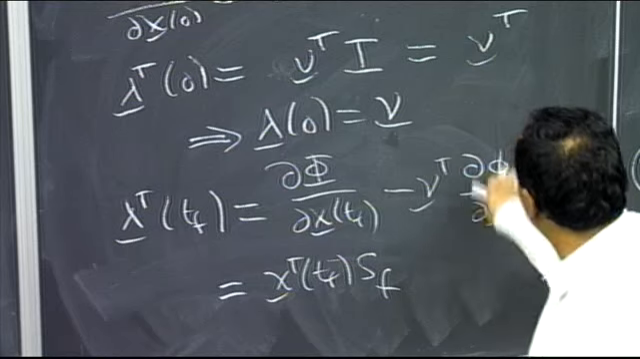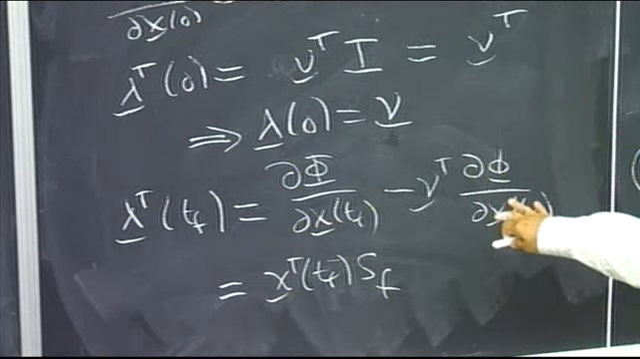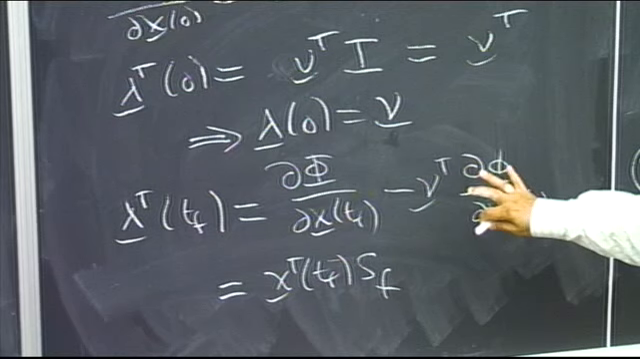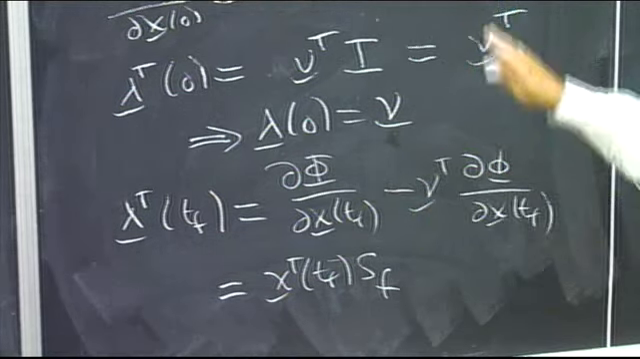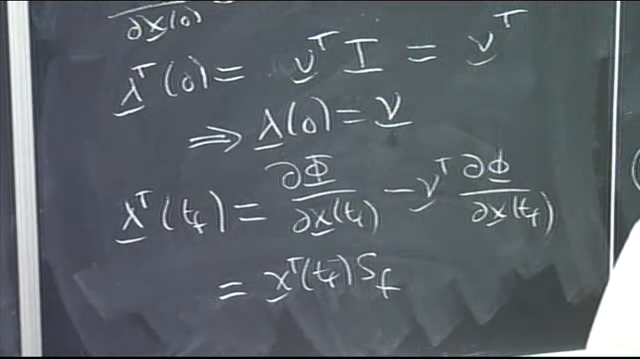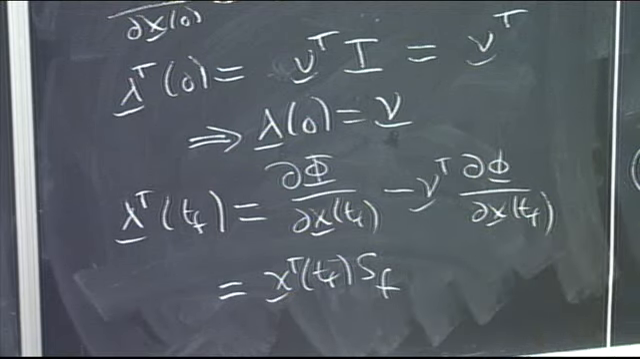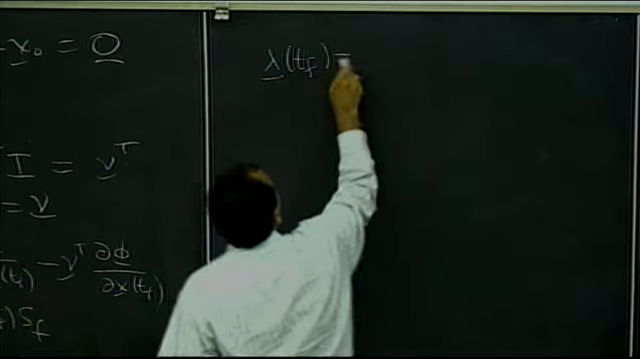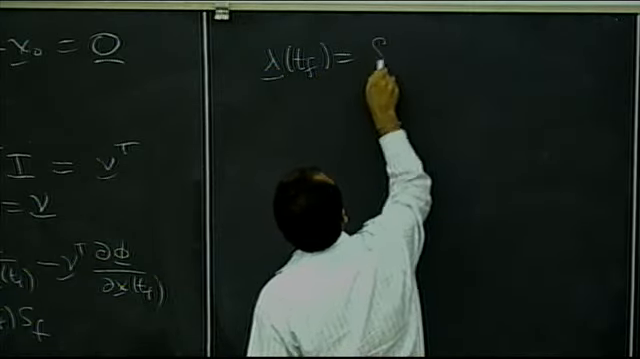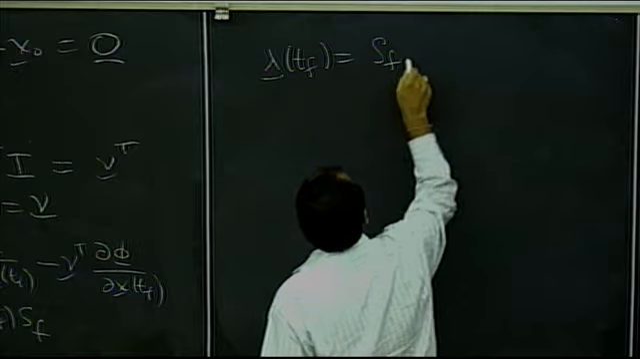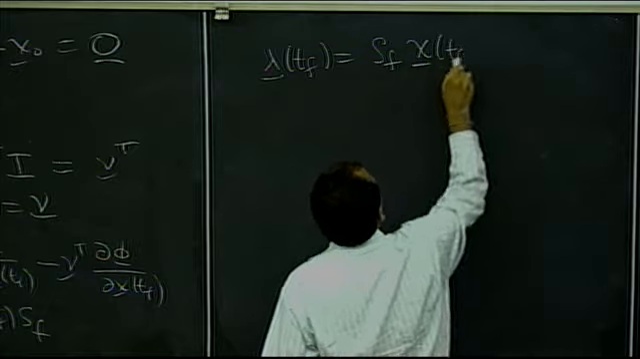So this I get. What's this term over here? 0, right? Because little phi is only a function of the initial state. It's not a function of the final state, right? So this term over here is 0. That means that lambda at TF is equal to SF, which is, again, assumed to be symmetric, times x at TF.